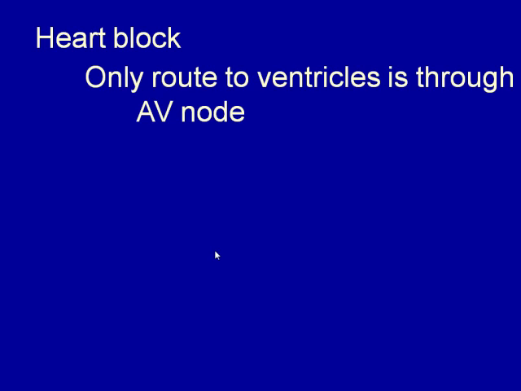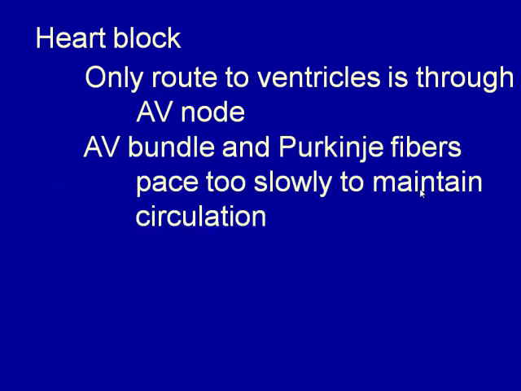Heart block is another condition where the conduction system is damaged. Remember that the SA node fires, but in order for the ventricles to know about it, the AV node has to be in position. It has to be functional. If the AV node or the AV bundle or the Purkinje fibers are damaged, the ventricles will not get the message. Now, if the AV node is what's damaged, the AV bundle and the Purkinje fibers can discharge about 30 beats per minute, but that is not fast enough to maintain circulation.